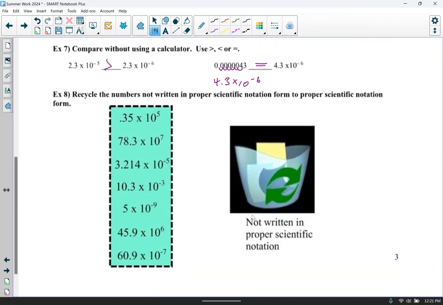So down here, we're looking to see if the numbers are written in proper scientific notation form. So if you see any numbers that are written in proper scientific notation form, I just want you to put a check mark next to it. Might be a good idea to pause the video and try it on your own.